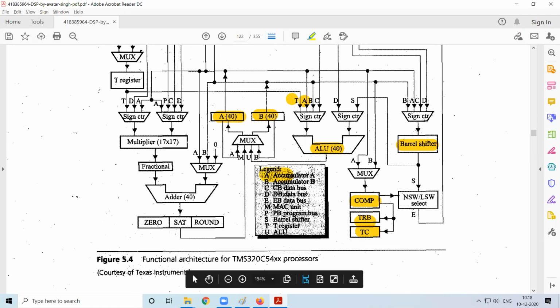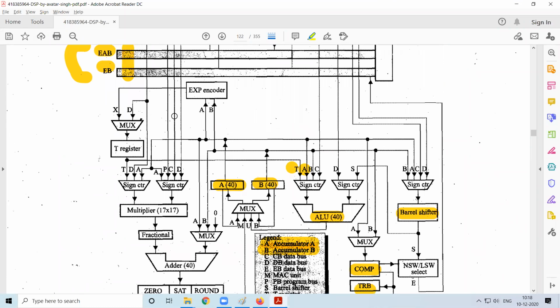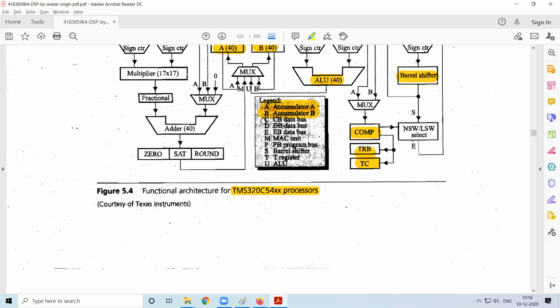Here you can see, remember, you have two accumulators. Accumulators in the 54XX series of processors are A and B. The remaining ones are all identified. These are the buses pertaining to that. Then you have the MAC unit. Then S is relevant to the barrel shifter. So just to have a shorthand notation, they are making use of these representations.